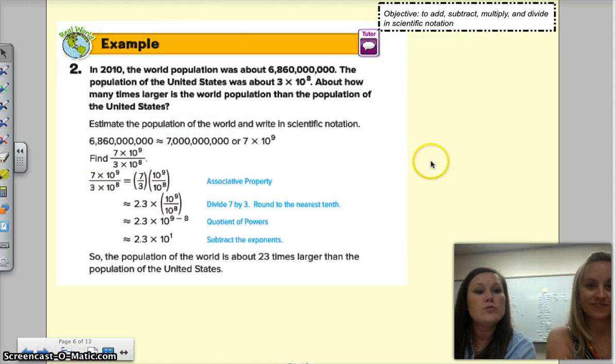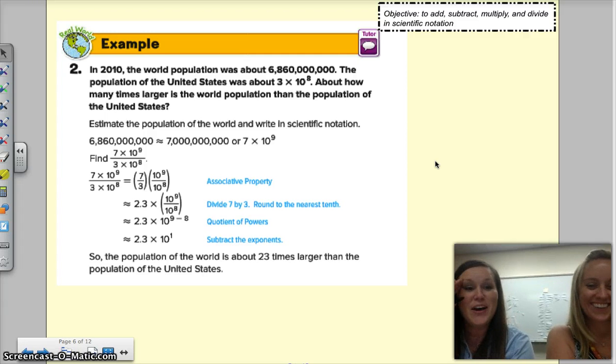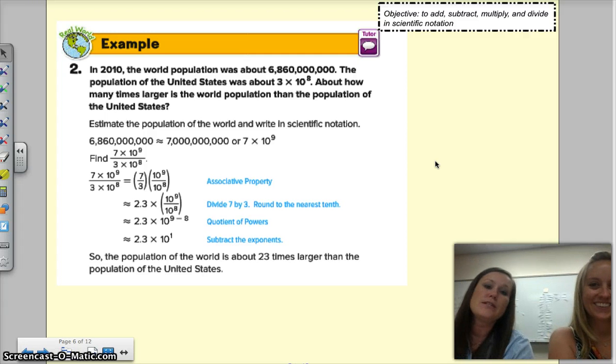In 2010, the world population was about 6,860,000,000. The population of the United States was about 3 times 10 to the 8th. About how many times larger is the world population than the population of the United States?